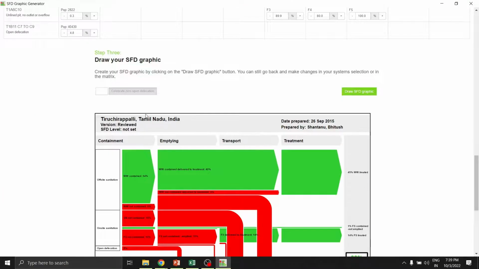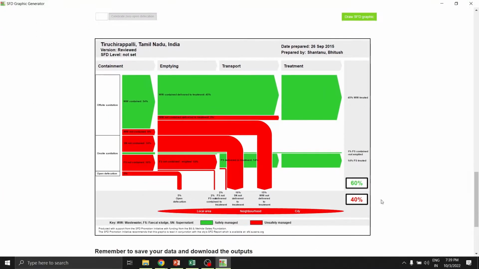So once you give all of these details, you can generate your SFD shit flow diagram. Basically, it summarizes how much of the sewage is being handled properly. In this case, it's 60%, and 40% is being mishandled. And then it also gives you a breakdown as to which sewage is being mishandled.